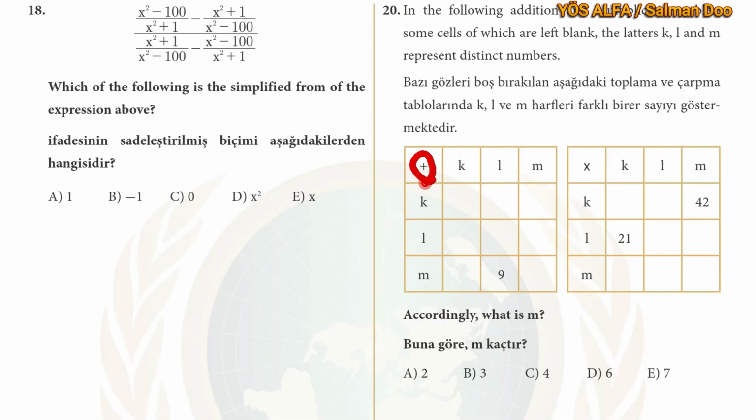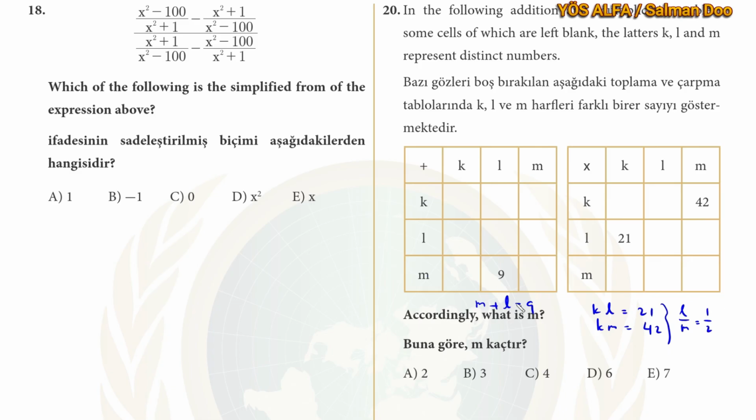20. The summation table and the multiplication table are given. So let's write down the equations. M plus L is equal to 9. From the second table, we have K times L is equal to 21, and K times M is equal to 42. When we divide these two equations, we have L over M is equal to 1 over 2.